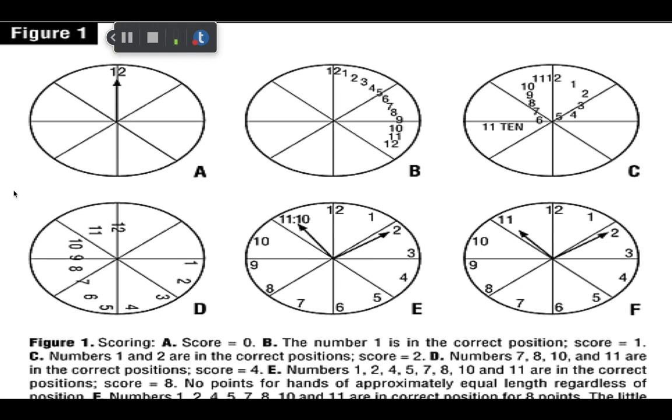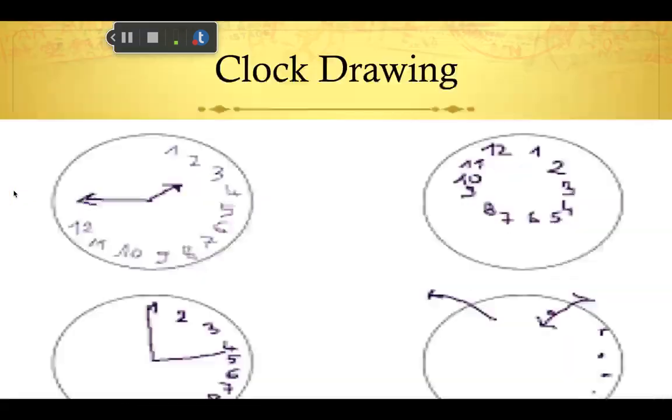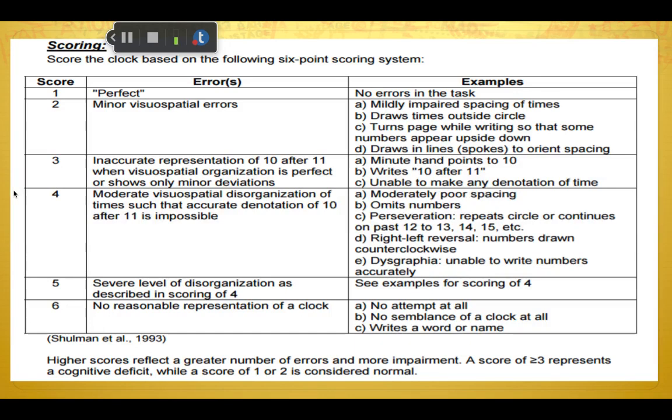In number C, numbers 12, 1 and 2 are in the right position. They really don't count 12, so we're going by the 1 and the 2, and the number of numbers that are in the correct position is the score. So in D, you've got 7, 8, 9, and 11 in the correct position. So that's a score of 4, and so on. But like I showed you in this diagram, there's tons of variations that you're going to see between each of them. Basically, we're looking at whether there are errors, how many errors, and how organized they are, or is there an attempt or any semblance of a clock at all.